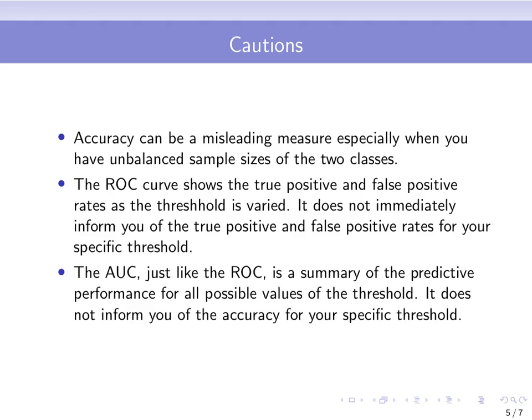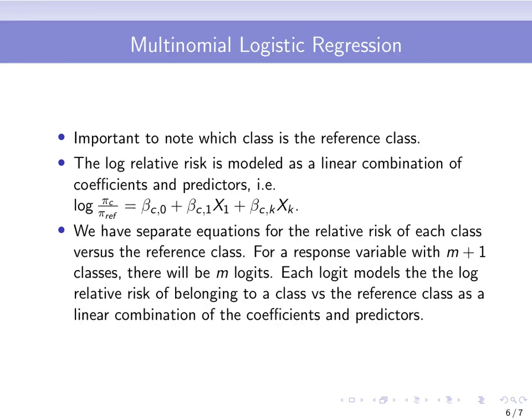rates. The ROC curve shows the true positive and false positive rates as the threshold is varied. It does not immediately inform you of the true positive and false positive rates for your specific threshold, right? So you have no idea, on that curve, which part of that curve refers to your specific threshold. And likewise, the AUC is a summary of the performance for all possible values of the threshold. It doesn't inform you anything about the accuracy for your specific threshold. Right, so that's logistic regression validation.